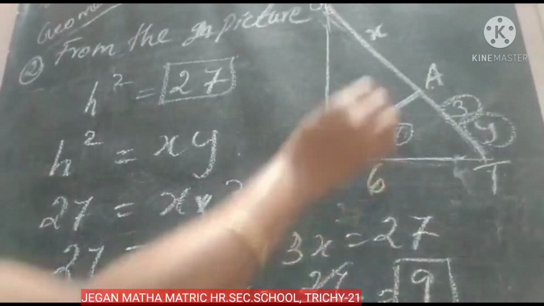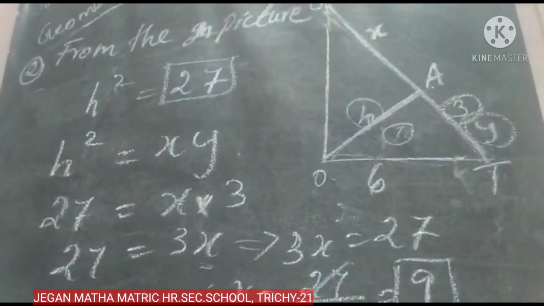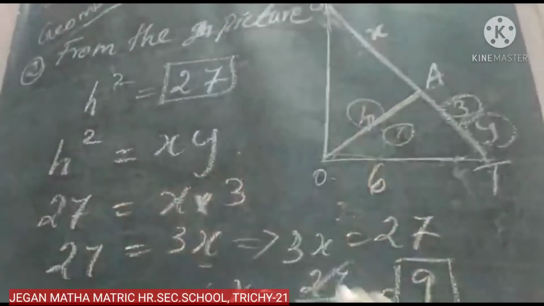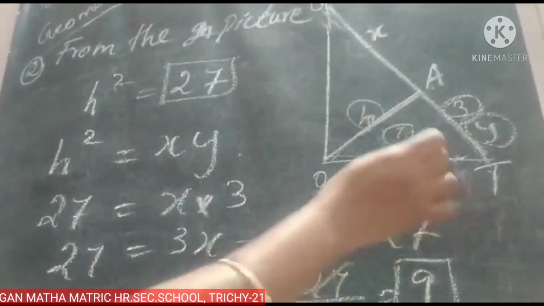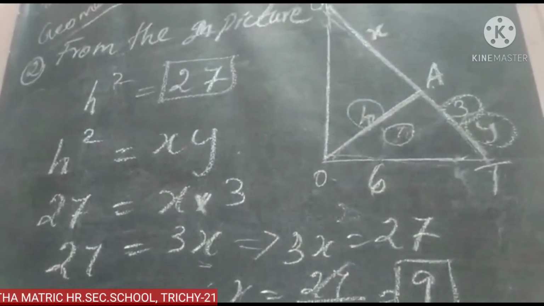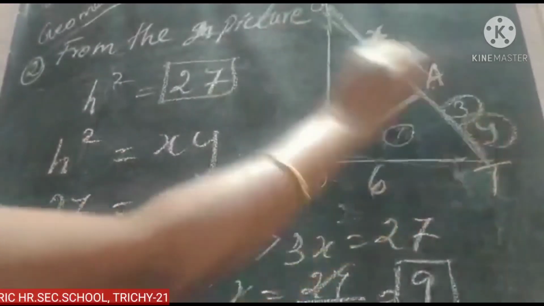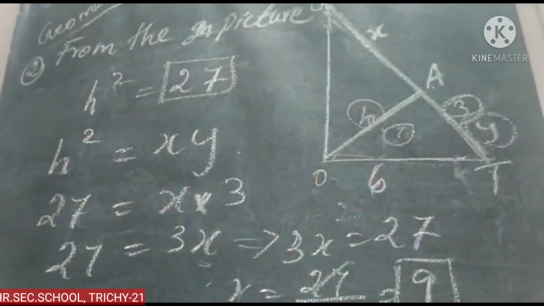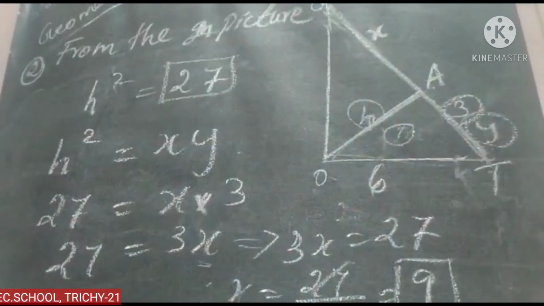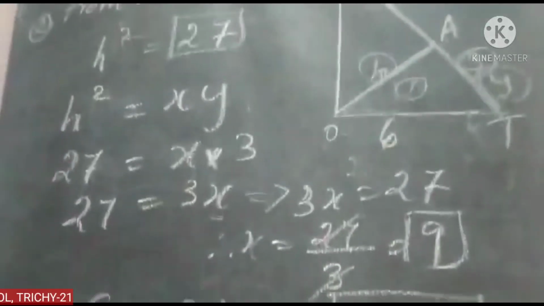Therefore, the total GT value: GT equals x value 9 plus y value 3. The total is 12, so that is 12 centimeter. This is the hypotenuse of the bigger triangle. Is it clear? The GT value is 12 centimeter. Is it clear?